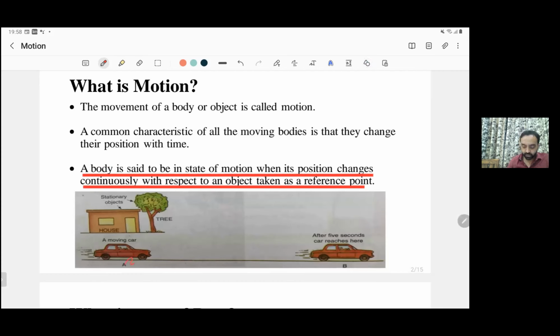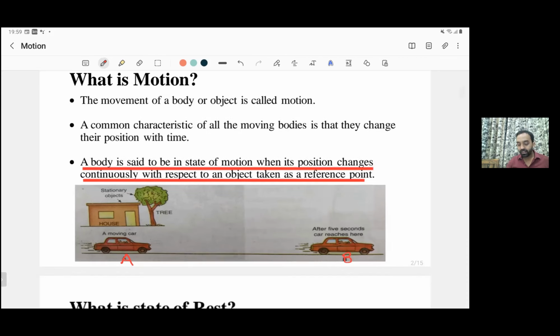Here, the body was at position A at some point of time, and then the body reaches another position B. Or let it be a car that was at position A, and now the car is at position B after a time T. So we can say that the position of the car changes with respect to a tree, or with respect to a house. Hence, the car is in a state of motion.